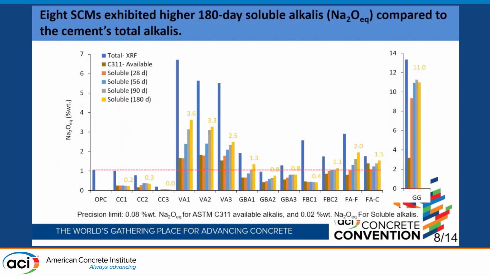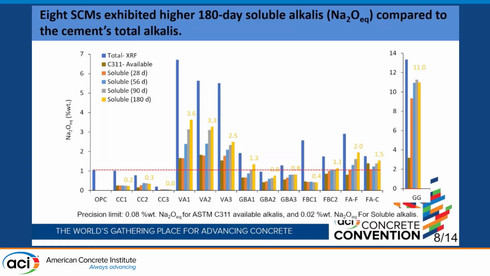So getting back to the original test method, the soluble alkali and C311 available alkali results in terms of sodium oxide equivalent for all the 14 SCMs are shown in this figure. Ground glass having a lot of alkalis, a different unit was used for the y-axis. As you see, for the majority of the SCMs, the soluble alkalis over time surpassed the C311 available alkalis. This suggests the 28-day test period for the C311 might be inadequate, and more time will be required for the alkalis to get dissolved.